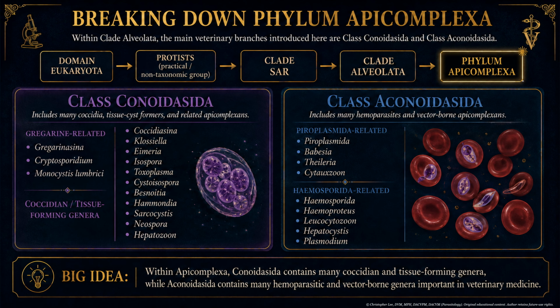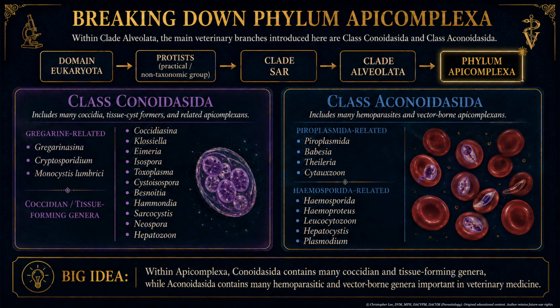Within Alveolata, Apicomplexa is a major veterinary group. Two classes are useful for organizing this branch: Conoidasida and Aconoidasida. Conoidasida includes many coccidian and tissue-forming genera, such as Eimeria, Cystoisospora, Toxoplasma, Neospora, Sarcocystis, and Hepatozoon.